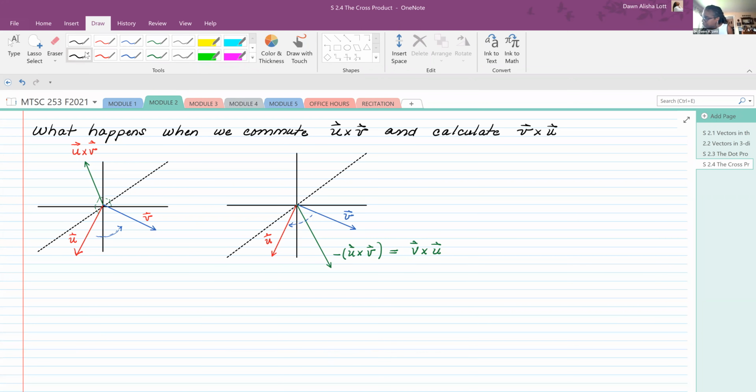So we get that V cross U is the opposite of U cross V. So if it asks for U cross V and you put V first, your answer is going to be wrong. Okay.